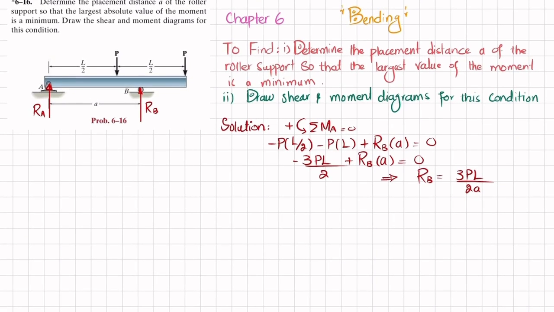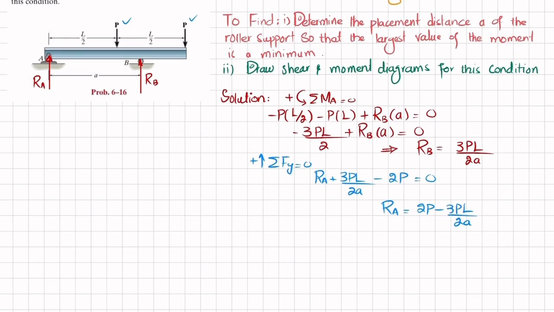Now you can find RA by using the equation of equilibrium, that is, the sum of all forces along y direction must be equal to 0, and upward force is taken as positive. So RA, which is upward, plus RB, which is 3PL over 2A, minus P, which is downward, and minus P, so minus 2P, is equal to 0. So from here you will get RA equal to 2P minus 3PL over 2A. Now we will find this absolute minimum.